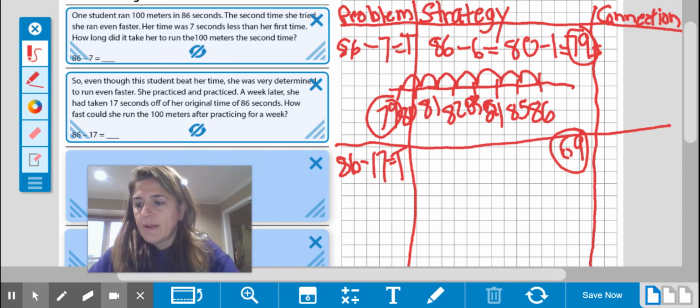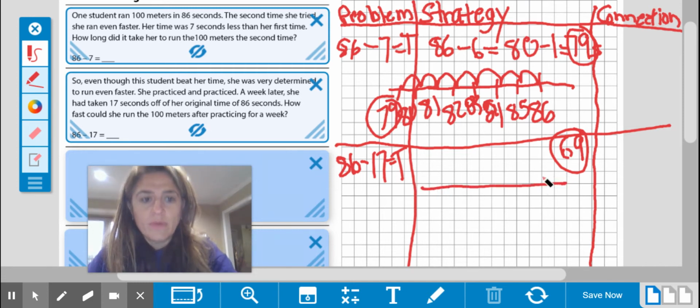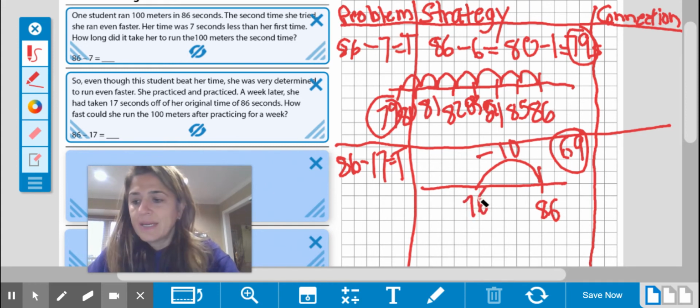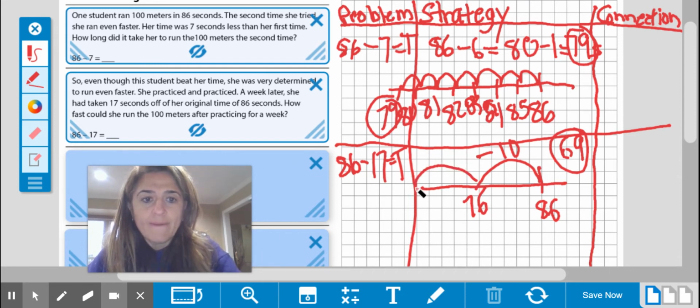So 86 minus 17. Well, here we go. Number line. This is 86. I'm going to take away 10 first because I know how to take away 10. So 86 minus 10 is 76. Now we have to take 7 away. Well, I could take 6 away, right? I'm going to do minus 6. That gets me to 70. Now I need one more, minus 1, that gets me to 69. So my time is 69.